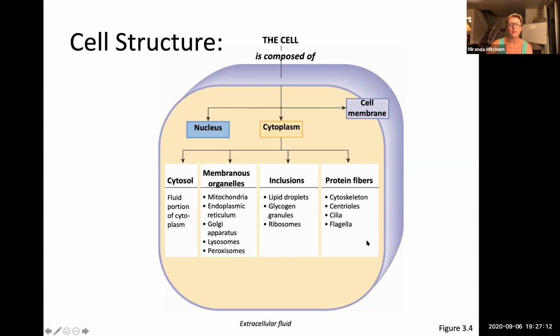And then examples of the protein fibers would include the cytoskeleton. During cell division, the cytoskeleton grows from the centrioles to provide the tracts so that our cells can divide. And then also cilia and flagella are examples of different protein fibers. So that's a way to conceptually organize, to map out the different components of the eukaryotic cell. We have our three major compartments of the nucleus, the cytoplasm, and then the cell membrane.